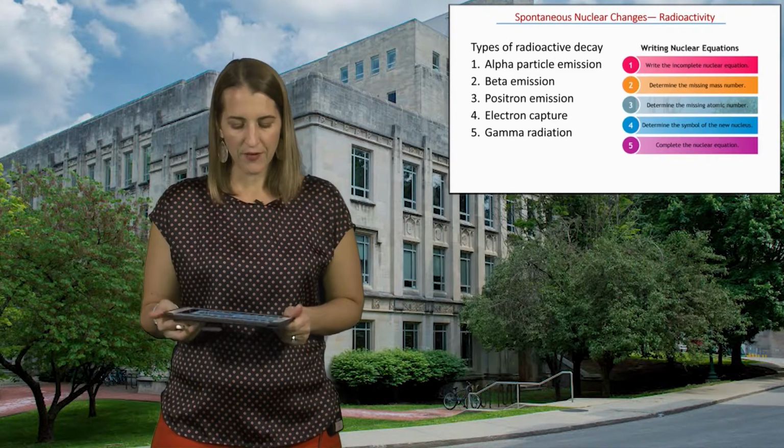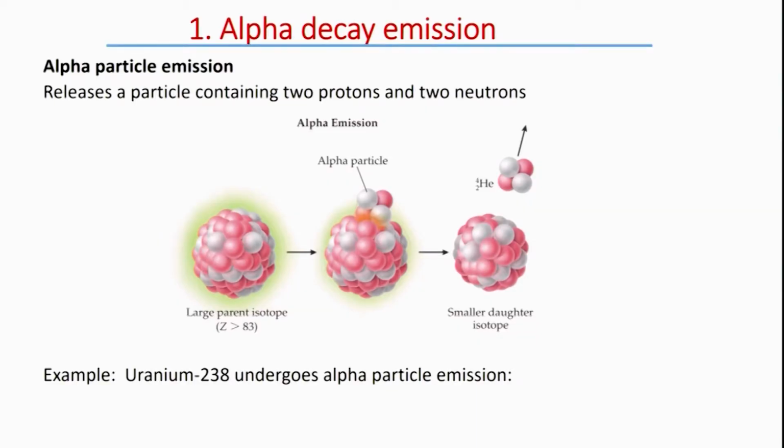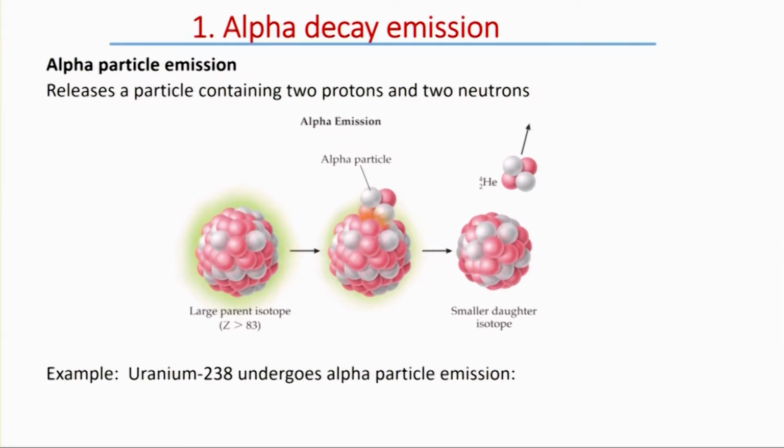All right, let's start with alpha particle emission. Alpha particle emission is our first one that we're going to be looking at. That's the one with a helium nucleus. So you have an initial radioactive isotope. We call this the parent isotope. This one is your initial one.